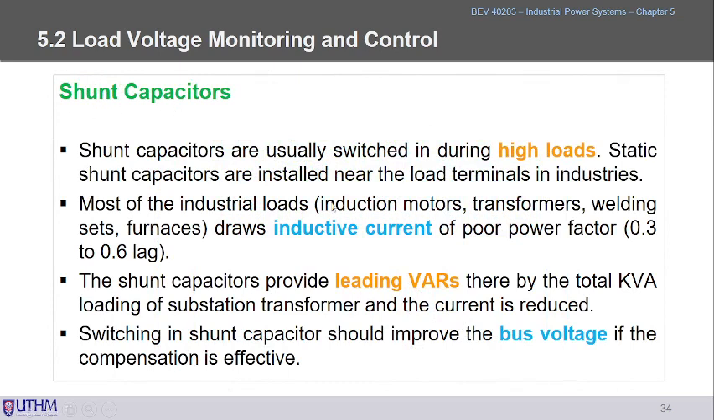The shunt capacitor is normally installed at the load level and the load bus. Normally if we have a lot of motor loading, it draws inductive currents, so it makes our power factor poorer. It is about 0.3 to 0.6 lagging, so that's why we need to compensate it back using the shunt capacitor. At the same time, we can also regulate back the voltage at the bus there.